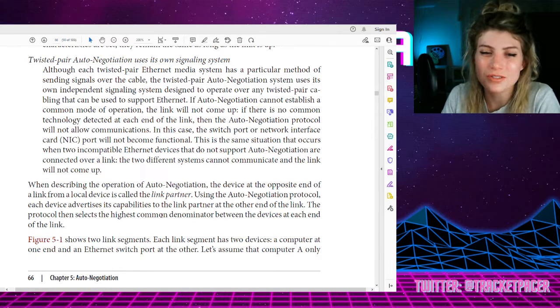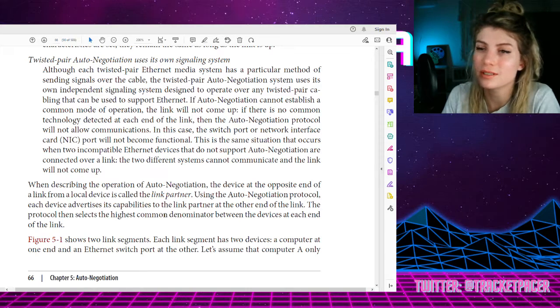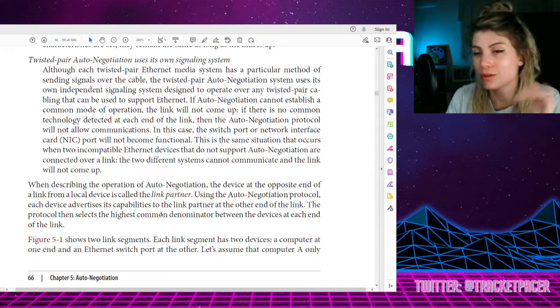When describing the operation of auto negotiation, the device at the opposite end of a link from a local device is called the link partner. Using the auto negotiation protocol, each device advertises its capabilities to the link partner at the other end of the link. This is something that I found so interesting.